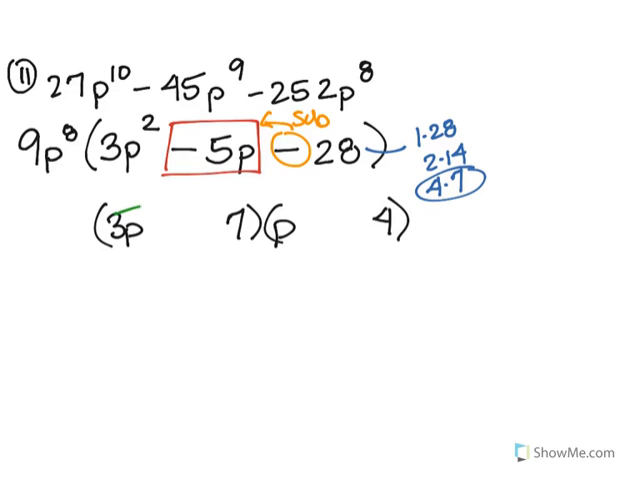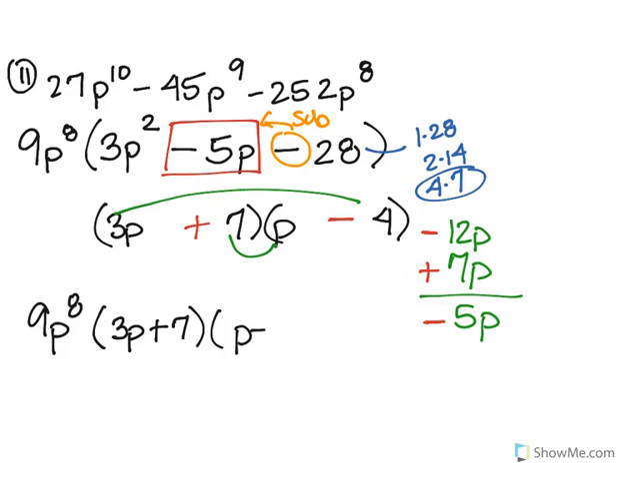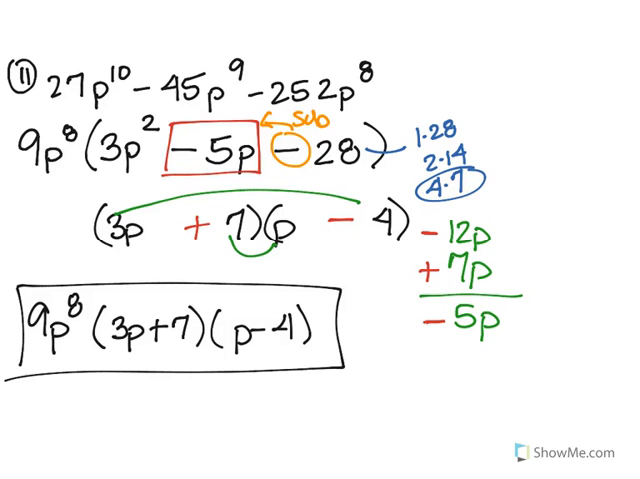And I'm going to check my outside, inside. 3p times 4 is 12p. Inside is 7p. If I subtract, that will give me 5p. So my 5 is negative. So that means my 12 must be negative and my 7 is positive. Now, your complete answer must include that GCF of 9p to the 8th times 3p plus 7 times p minus 4. Make sure you don't forget to bring that GCF on down.